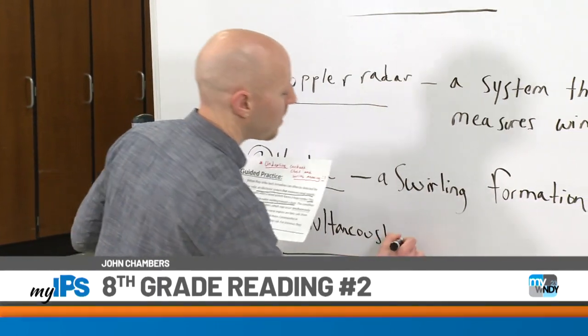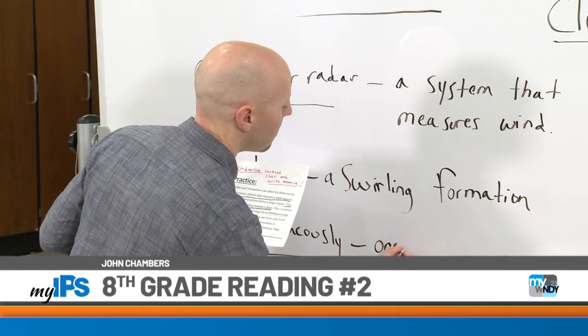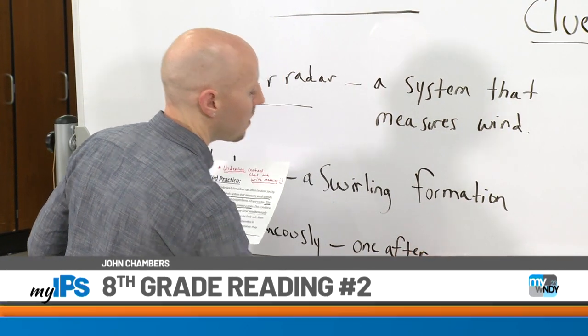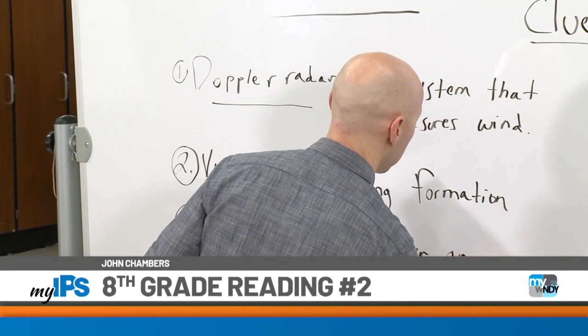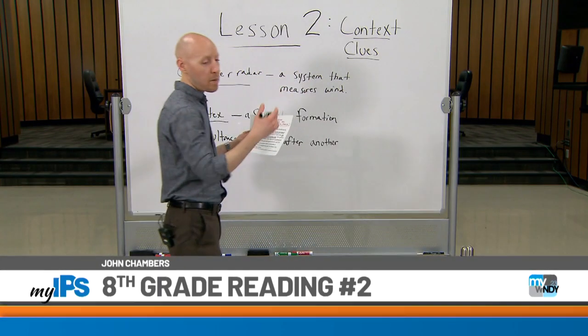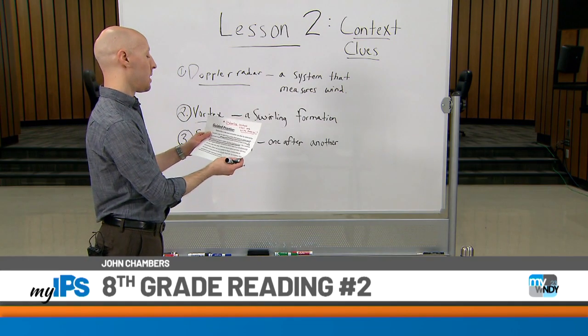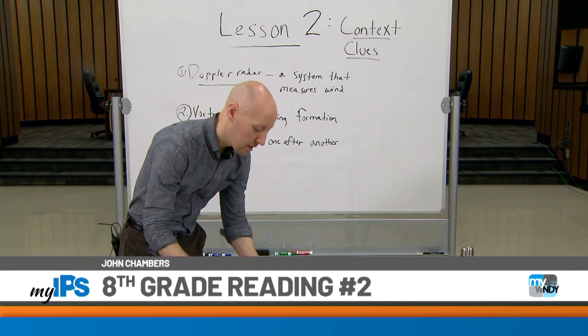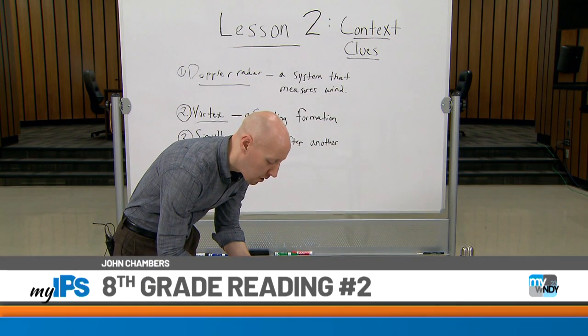Okay, simultaneously, one after another. So it's sort of happening in a row. Like say you had multiple tornadoes, and one happened, and then 30 minutes later another one happened. That would be a simultaneous sort of set of tornadoes. So I'm going to underline "one after the other."